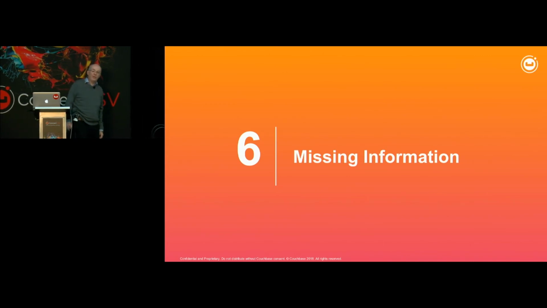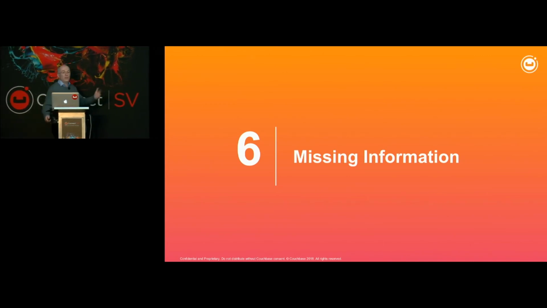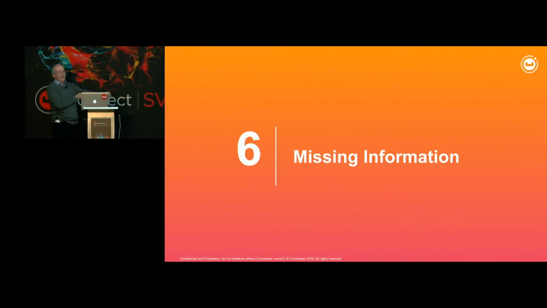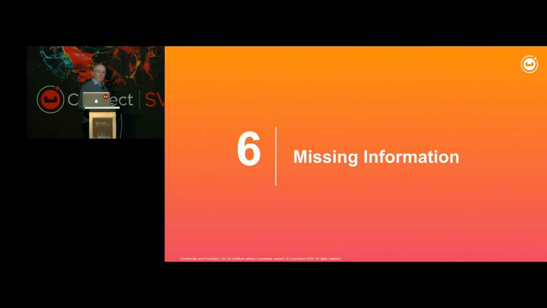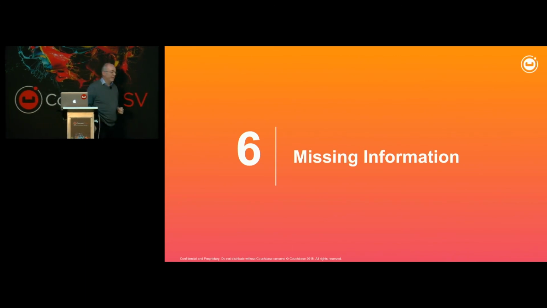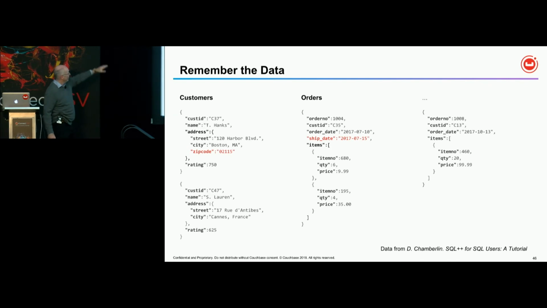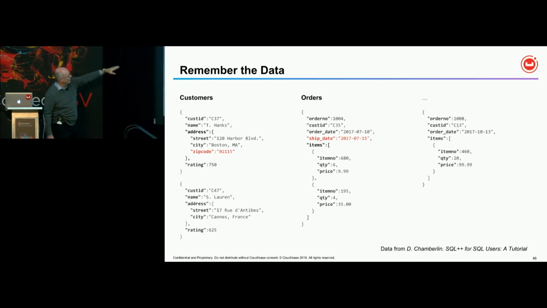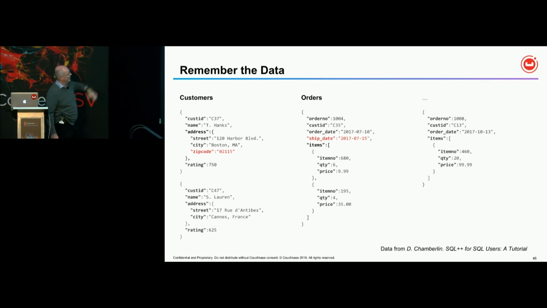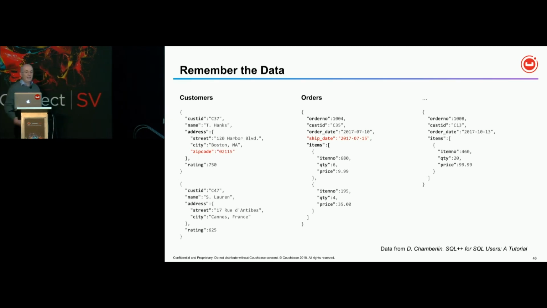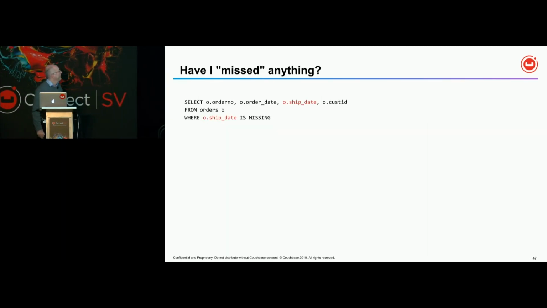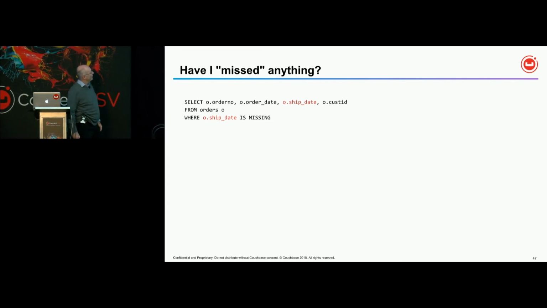Now let's come a little bit back to missing information. At the beginning we said we have this data model, and we can have missing information, and that is something we need to deal with. Coming back to this data, we had the missing zip code here and the missing ship date there. Of course it's in the data, so we also need to be able to deal with it.